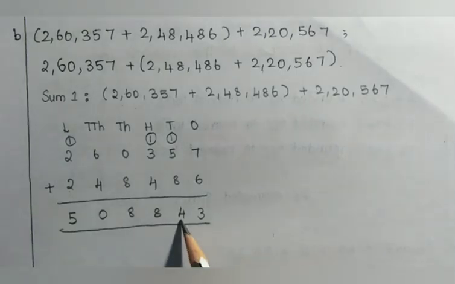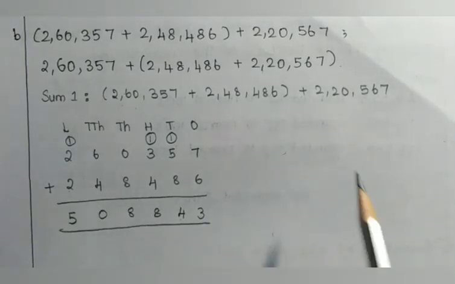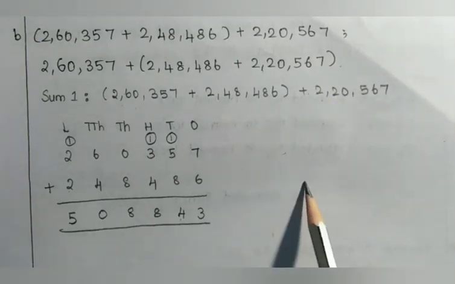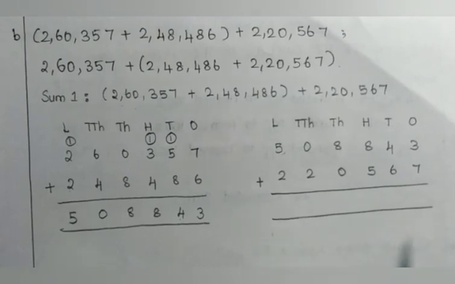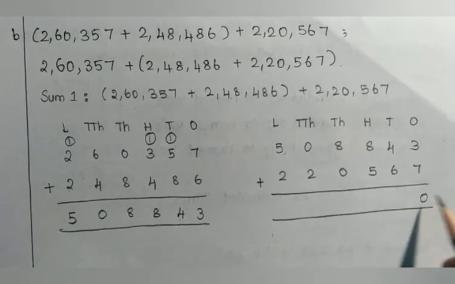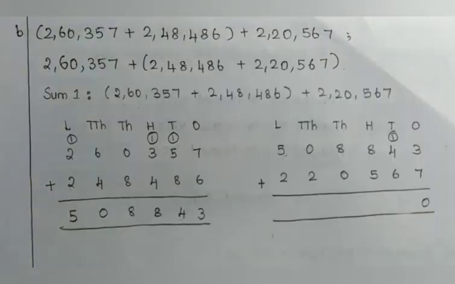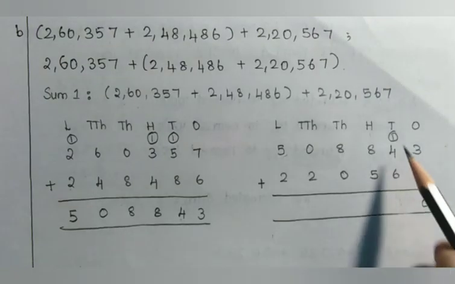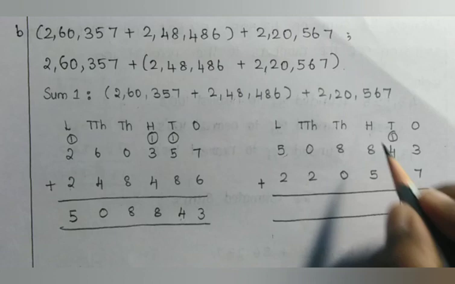Now let us write this as the first addend and this number as the second addend and find the final sum. Add from the ones position. 3 plus 7, 10. 1 to the carryover. 4 plus 6, 10 plus 1, 11. 1 to the carryover.